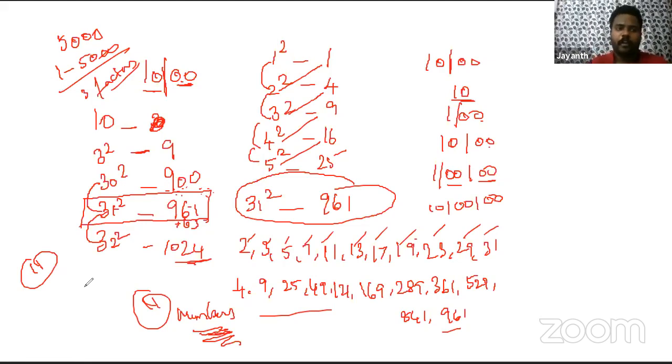Okay, I'll explain. Which is 5,000, right?